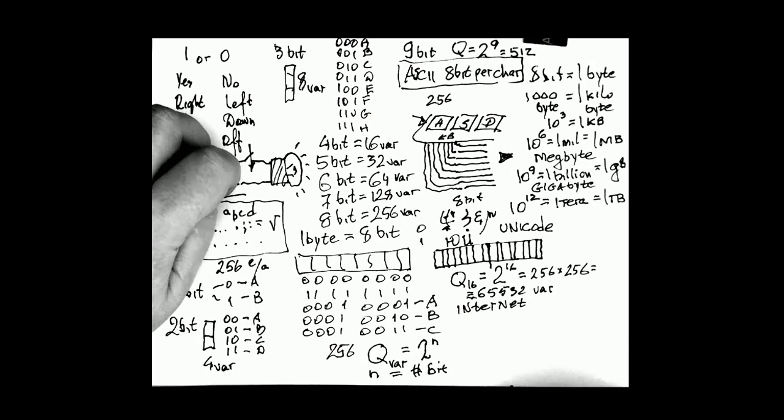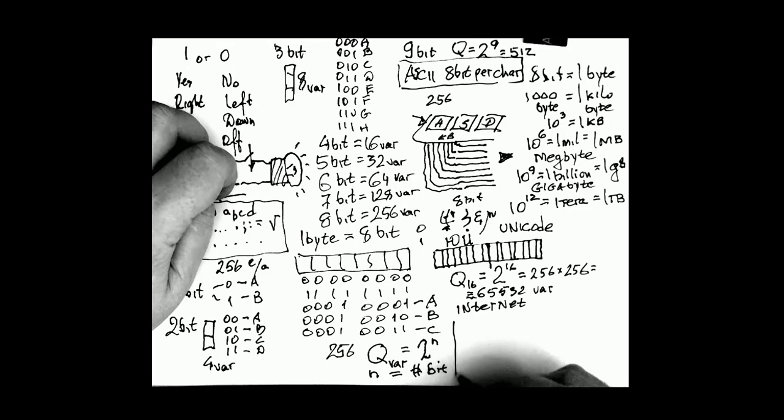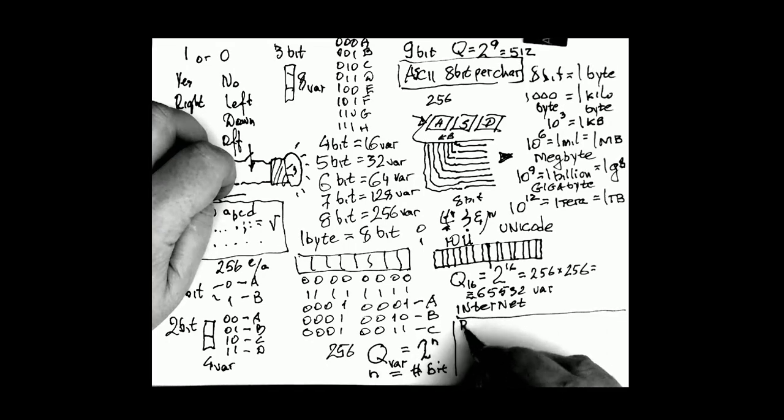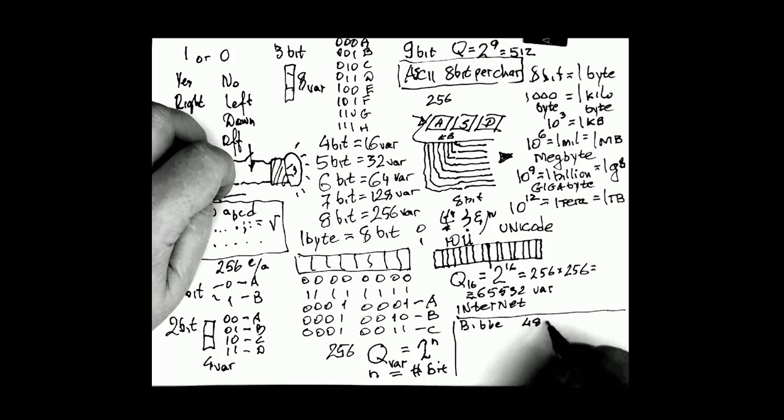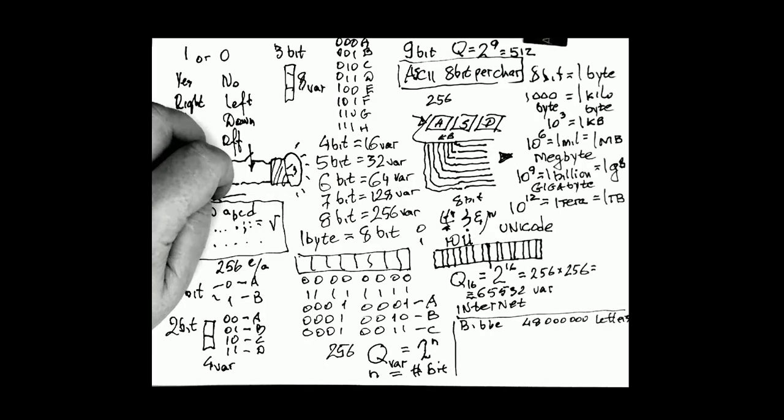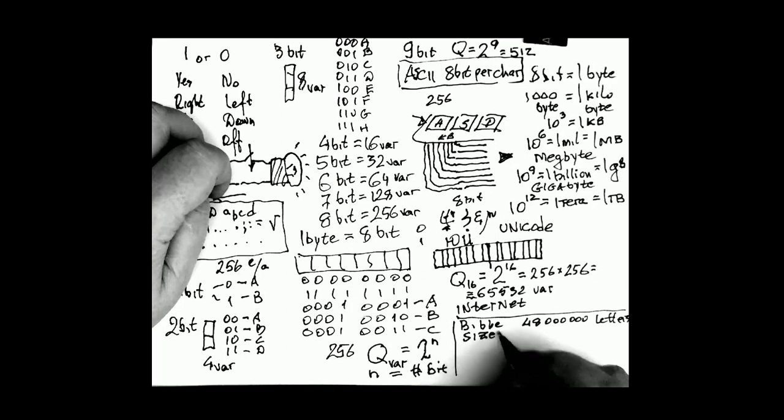Now, let me introduce a typical problem that you can find in exams. Let's say the book of the Bible contains about 48 million letters. When the Bible was digitized and saved as a file, what is the size of the file?